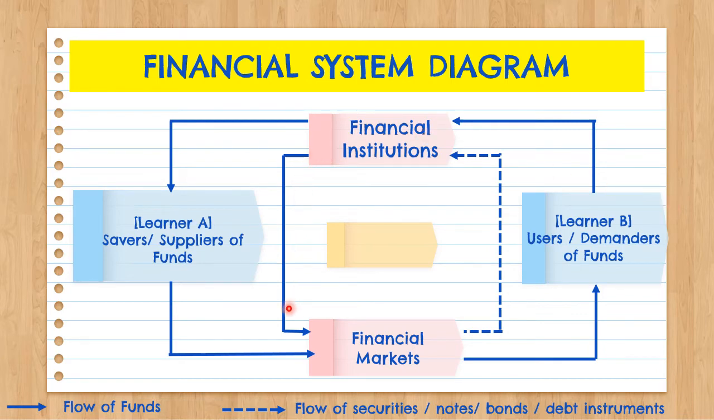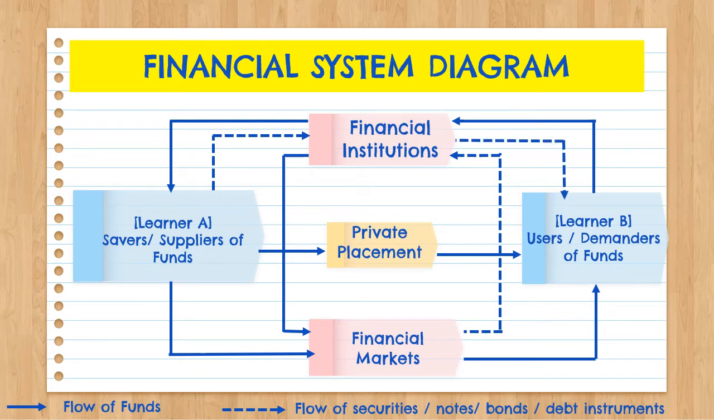And then financial institution and financial markets are connected, even in a flow of funds or flow of securities. Then after that, they go to the private placement from suppliers to users. And then for flow of securities, we have from suppliers of funds to financial institution, then from financial institution to users of funds, and then from users of funds we will go to financial markets, and then financial markets go back to suppliers of funds. Then the users of funds will go to the private placement to suppliers of funds.